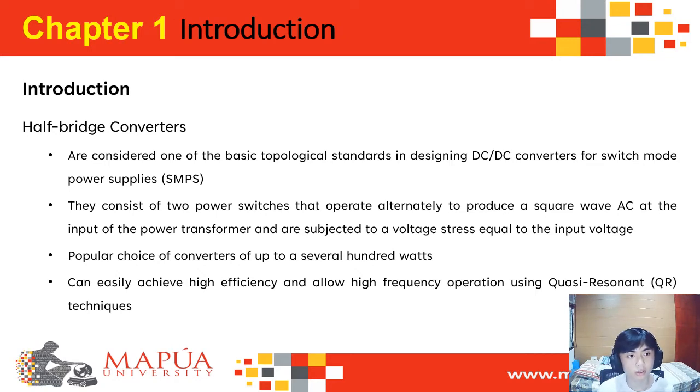Half-bridge converters are considered one of the basic topological standards in designing DC to DC converters for switch mode power supplies, or SMPS. They consist of two power switches that operate alternately to produce a square wave AC at the input of the power transformer and are subjected to a voltage stress equal to the input voltage. It is a popular choice for converters of up to several hundred watts. It can also easily achieve high efficiency and allow high frequency operation using quasi-resonant techniques.